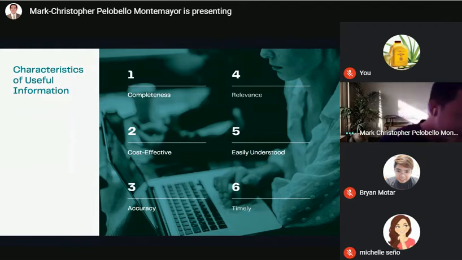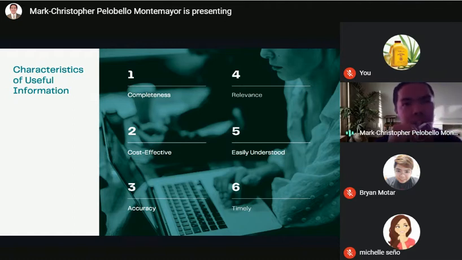Number three, we have accuracy. Information collected should be reliable and correct. It should contain complete facts and figures. The sources of information collected should be reliable. True information plays an effective role in better decision making. The quality of information determines its usefulness, and the wrong information may lead to wrong actions.